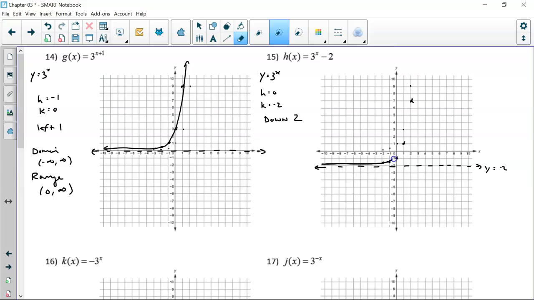So now my graph looks like this. We moved everything down 2, including the horizontal asymptote. Sorry, the last one, horizontal asymptote, y equals 0. So our domain, we're going from negative infinity to infinity. Our range, we're going from -2 now with a parentheses up to infinity. And our horizontal asymptote is at y equals -2.